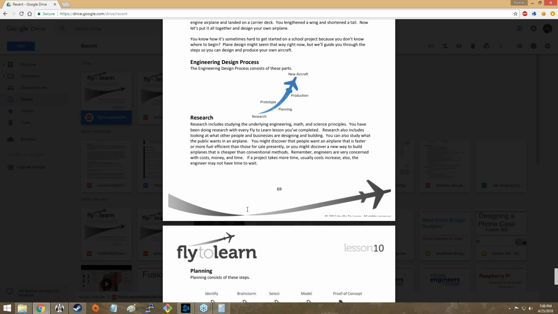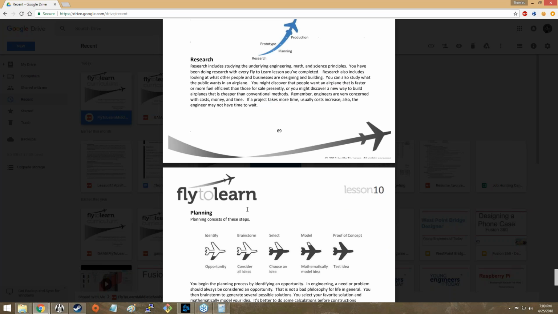Being an engineer is not just about being able to build the thing that you want. It's also being able to build it with a low amount of money and time required, because as we covered at the beginning of the fall semester, part of the engineering design process is making sure that your design is repeatable on a large scale. So if a project takes more time, usually costs increase, and also the engineer may not be able to wait.